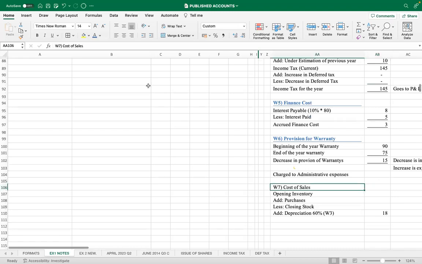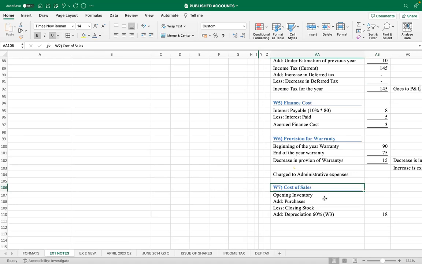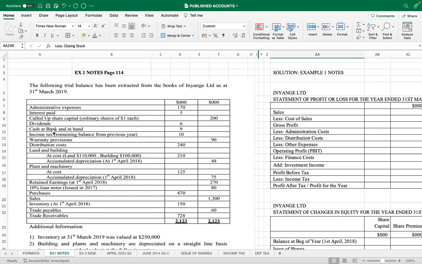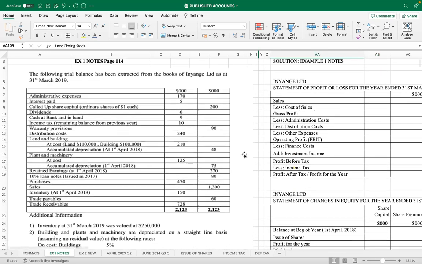Now let's look for the items you have not accounted for: opening stock, purchases, and closing stock. So let's look for stock in the TB. Inventory in the TB is 150. Purchases is 470.